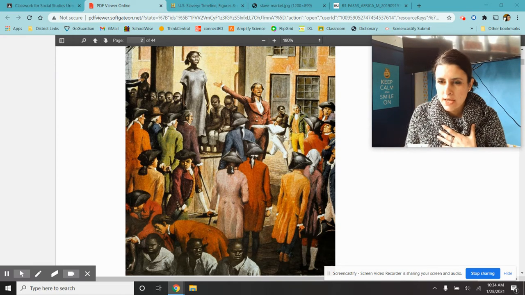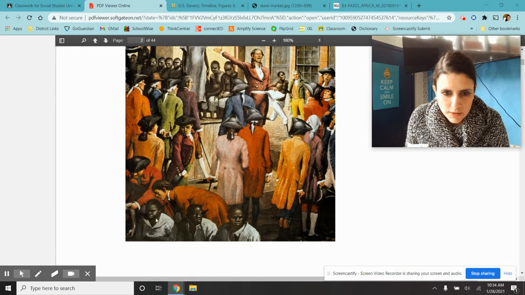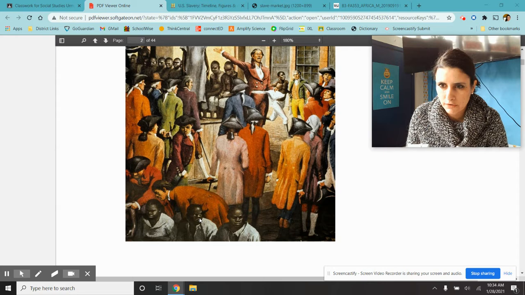They would have them do exercises to see, are they strong enough? They're being examined. You see all of these sitting down here being examined. You see a scowl look, right? They're showing like they're evil, they're not kind. You see a lot of sullen faces.